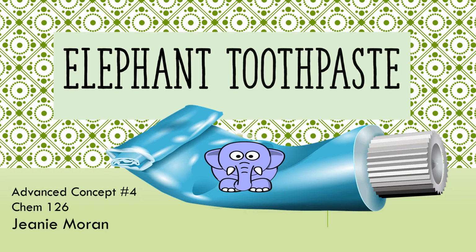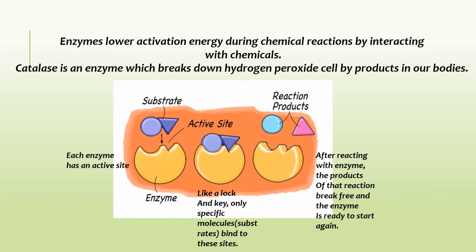But what we're doing today is just a simple chemical reaction example showing how catalase is used to help lower the activation energy during a chemical reaction by interacting with chemicals or particular reactions.